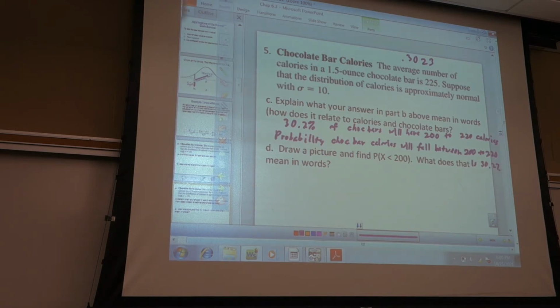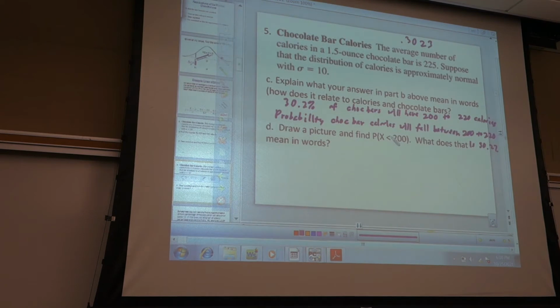Now, draw a picture. Find the probability X is less than 200. Remember, if you're not sure, draw your little fish, draw the little barracuda. He ate the X already. He's going for the 200. The 200 is bigger. All right.